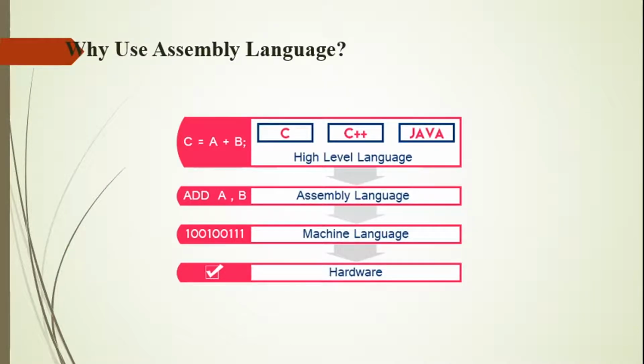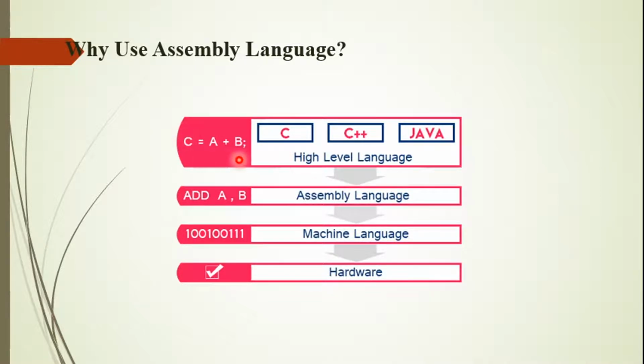Now coming to why use the assembly language. We can use the high level language or assembly language. Basically human beings write programs in high level language or assembly language. Some of the high level languages are C, C++, Java, and we have assembly languages like those of the microcontroller, microprocessor and all.